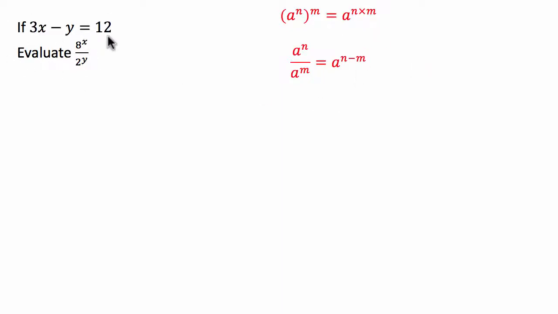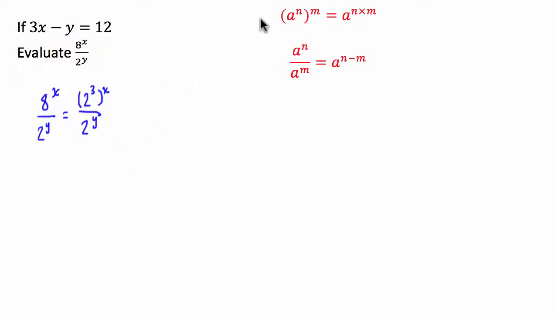My first point of call here, guys, is to try and get the bases of both the numerator and the denominator the same. So I'm going to use base 2. That means I'm going to have 8 to the power of x divided by 2 to the power of y, and the 8 is 2 to the power of 3, which is raised to the power of x, divided by 2 to the power of y.